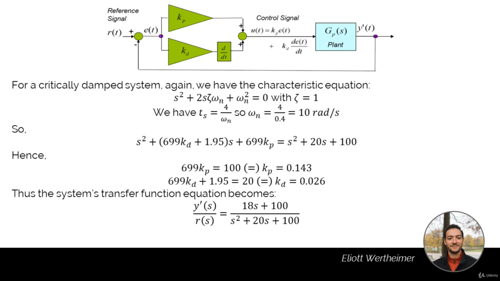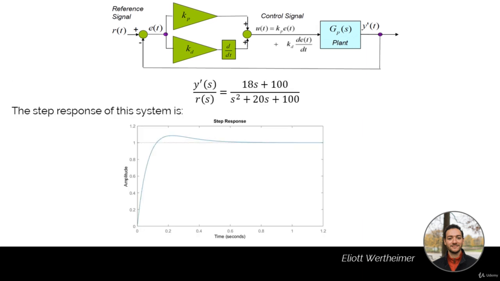So the system's transfer function actually becomes Y'(s) divided by R(s) equals (18 s plus 100) divided by (s squared plus 20 s plus 100). So we now have a transfer function for our system that we calculated by finding the gains for the derivative part of the controller and the proportional part of the controller in order to achieve a specific performance, in this case a 0.4 second settling time and a critically damped response.